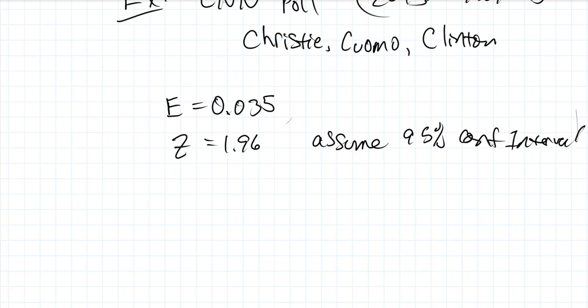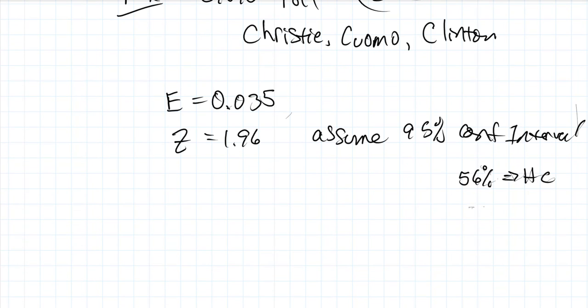And in this polling, they found, and we won't use this value in our calculations, but they found that 56% of the candidates questioned said that they would support Hillary Clinton. And so 56% said that they would vote, support Hillary Clinton. So there's some margin of error that's associated with that. So it was plus or minus 3.5, so anywhere from 52.5 up to 59.5. So that gives you a feel for what percentage of voters would have supported Hillary Clinton in this particular New York poll.